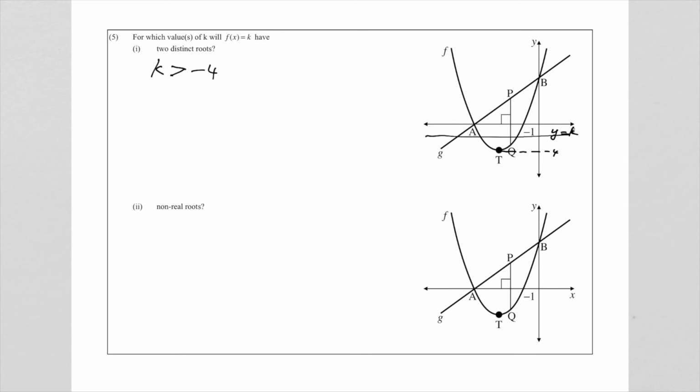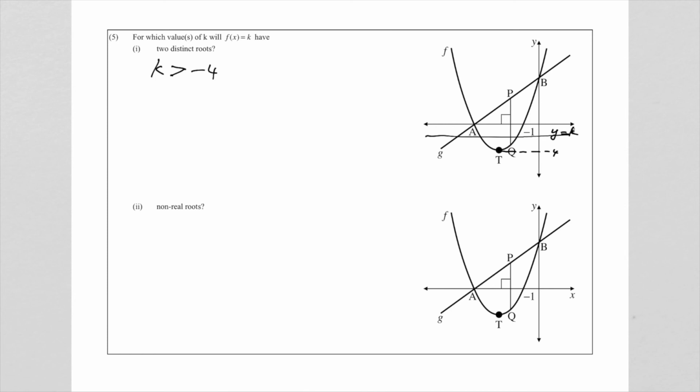And please make sure that you understand why. First of all, the roots are different, or 2 distinct roots. So that means we must draw the horizontal line above the turning point, and the turning point is at -4. We must draw it above, not equal to, only above. Then there will be 2 distinct roots. So therefore, k greater than -4.